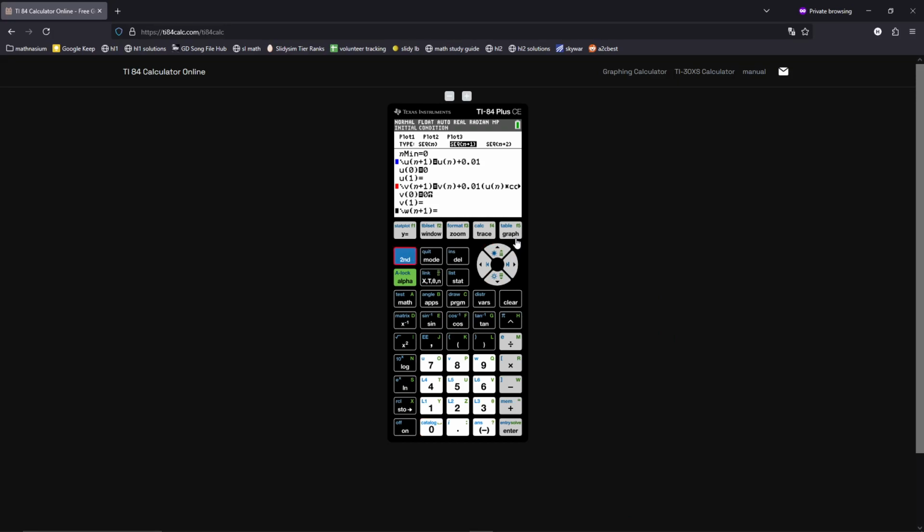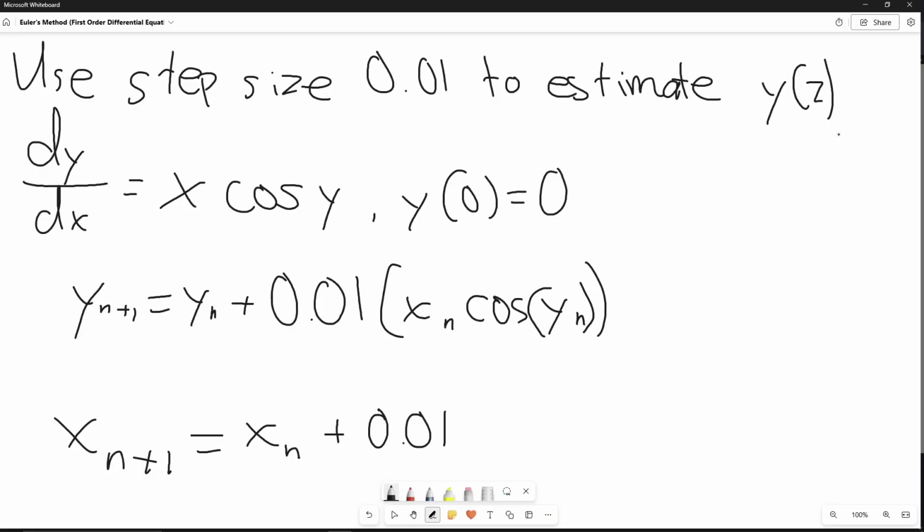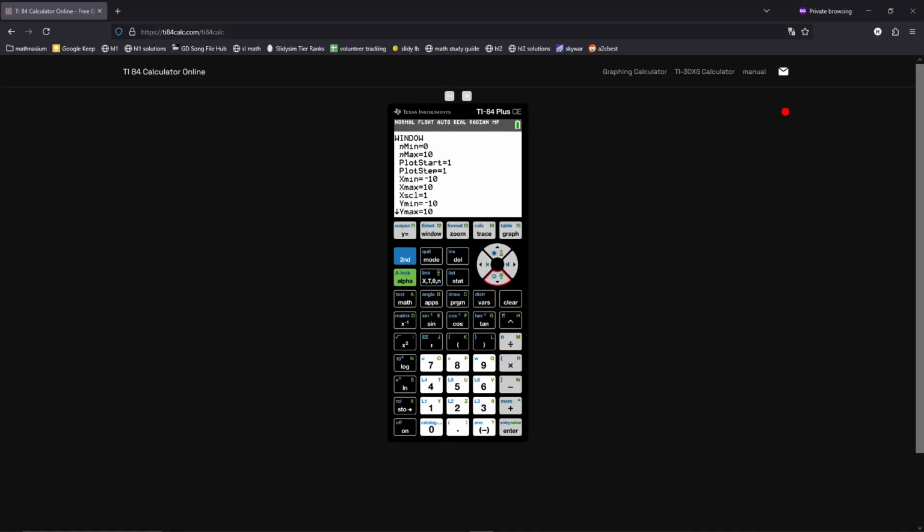And then now, when you press table, you're going to get a lot of values before you reach u equals 2, which is what we're trying to estimate. So instead of just scrolling down a bunch, what you can do is go to Window and change n max to whatever value you need to calculate first. So since we're going by increments of 0.01, to get to x equals 2, you're going to need to do 200 steps. So set this equal to 200, or you can do more than 200, like 201, but 200 is fine. So 200 as your max.